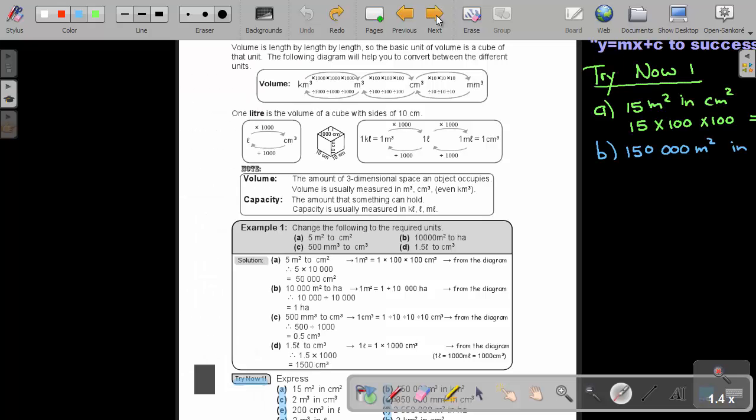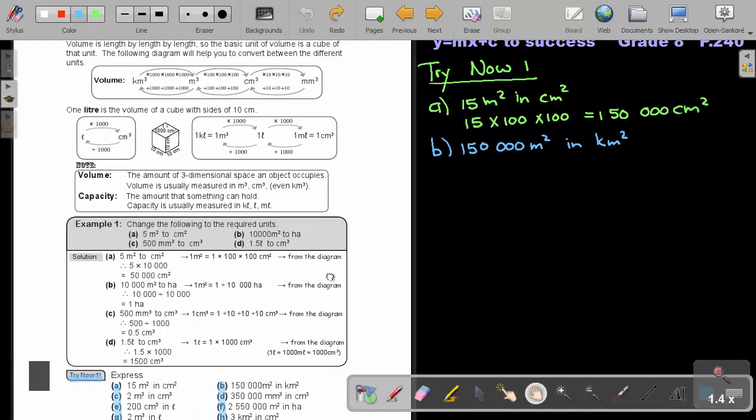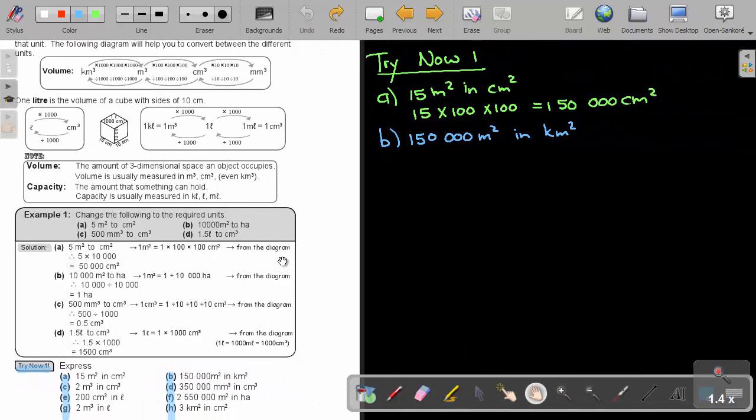Okay. Let's just move it back. So I'm just going to take this 150,000, and I'm going to divide by 1,000, and I'm going to again divide by 1,000. It's actually dividing by 1,000,000. And that will give me an answer. And you can actually say 1, 2, 3, 1, 2, 3, and you can see 0.15 kilometers squared.